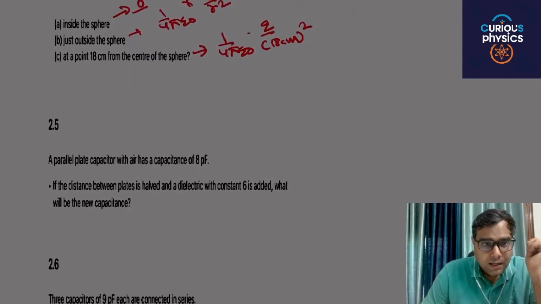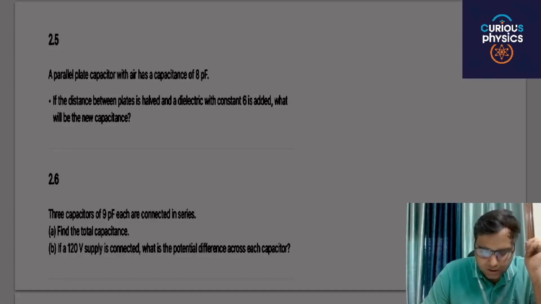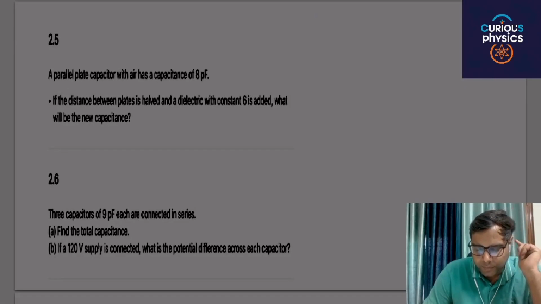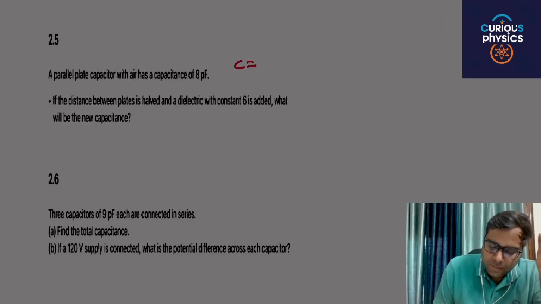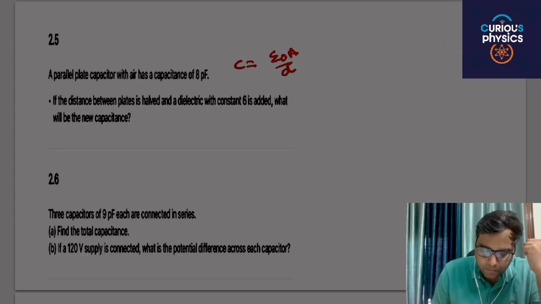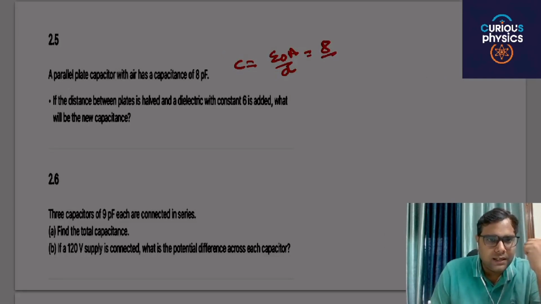Next is a parallel plate capacitor with air that has a capacitance of 8 picofarad. If the distance between the plates is halved and then a dielectric with constant 6 is added, what will be the new capacitance? You know that the capacitance is epsilon naught A by d. This is the initial condition. You can say this value is 8. This epsilon naught A by d is 8.